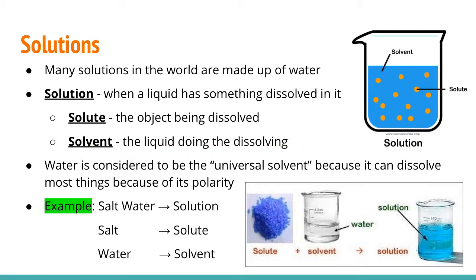So for example, we could use salt water, that's our overall solution. Salt is the solute or the thing that's being dissolved. Water is the thing that's doing the dissolving, so it's the solvent. Water is considered to be the universal solvent because it can dissolve most things because of its polarity. So it's pretty cool that you can put most things into water and we're going to see that they mix together and they'll form their own solution. There are some things like oil that isn't going to form a nice solution, and that's because oil is not polar, whereas water is polar.